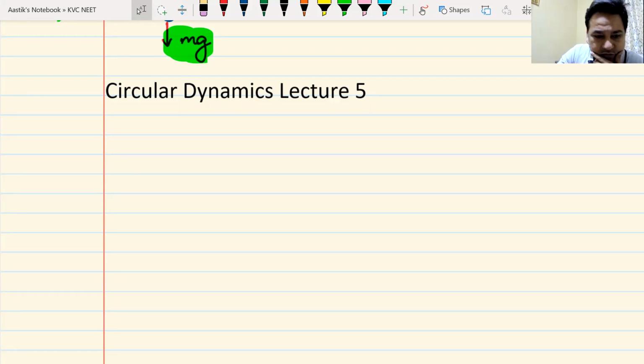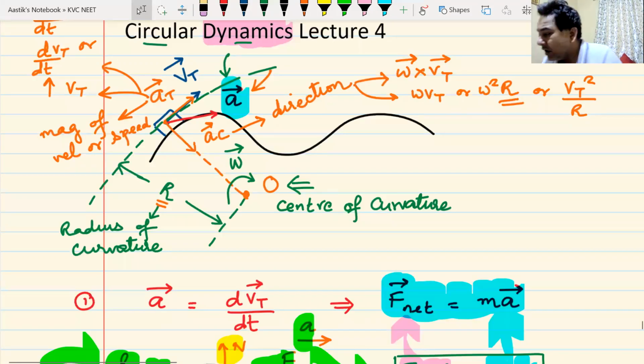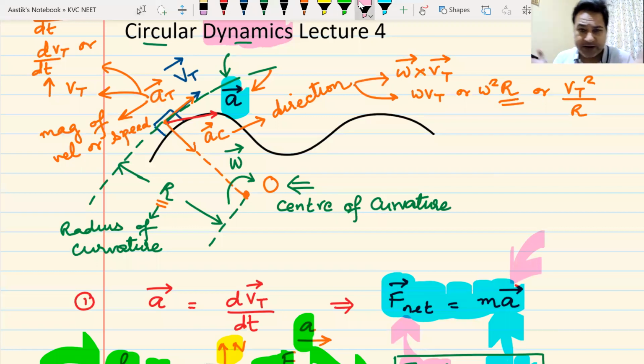So what we have discussed so far: this is lecture number 5 on circular dynamics. In the last class, we had discussed centripetal force, tangential force, and how to find out the force, how to equate those forces. First, we have to find out the net force in one direction. The total net force, F net, will be equal to mass multiplied by acceleration, that is Newton's second law. You can find out the total net force and equate it to mass into acceleration.